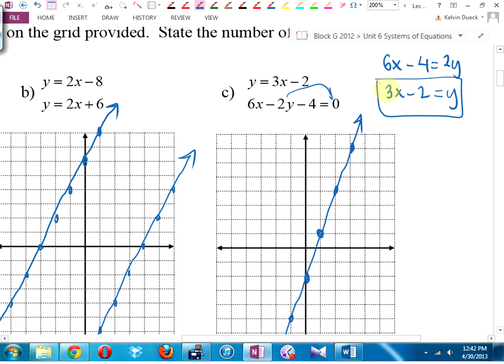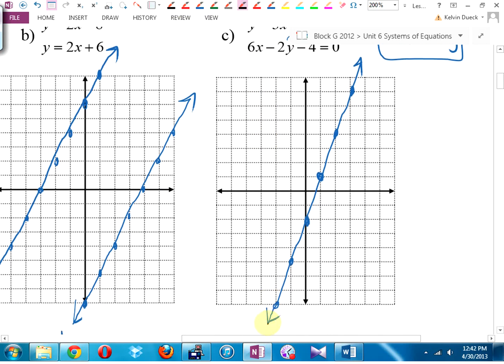And what do you notice about that compared to the first equation? Not just the same slope, but also the same y-intercept. They're identical. I'll graph it in black. How many places do these lines cross? Yeah, everywhere. Infinite. Okay, so how many solutions here?